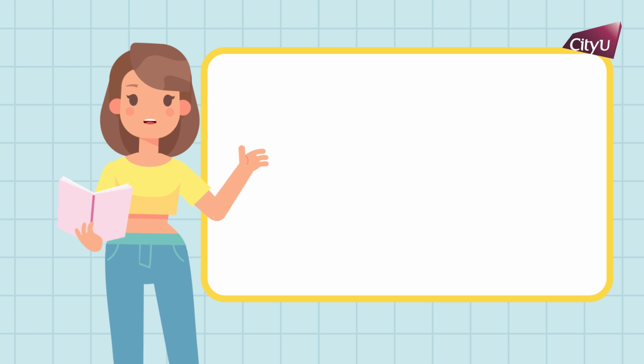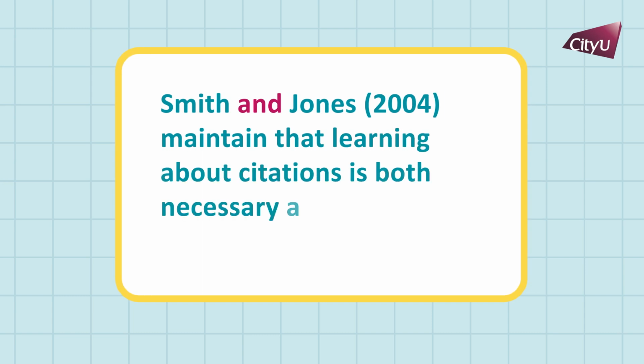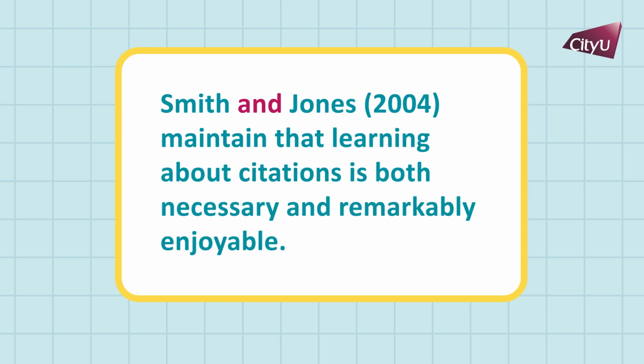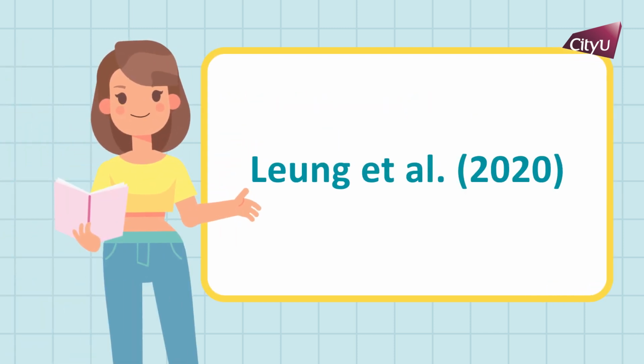If there are 2 authors, you should include both authors and use the word and, like this example. Smith and Jones (2004) maintain that learning about citations is both necessary and remarkably enjoyable. For 3 or more authors, use this. Learn et al. (2020).